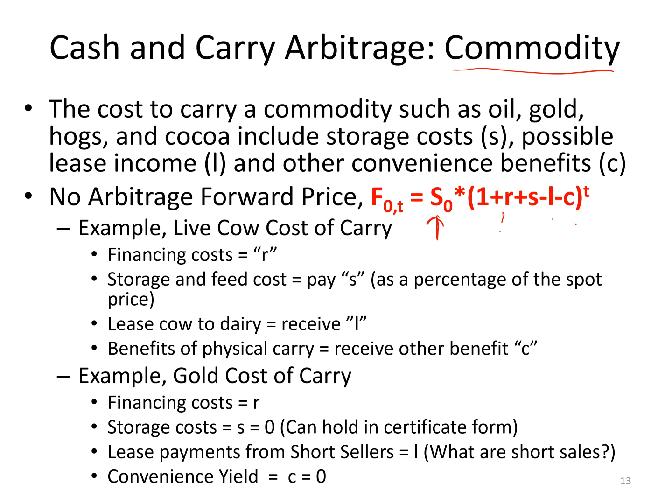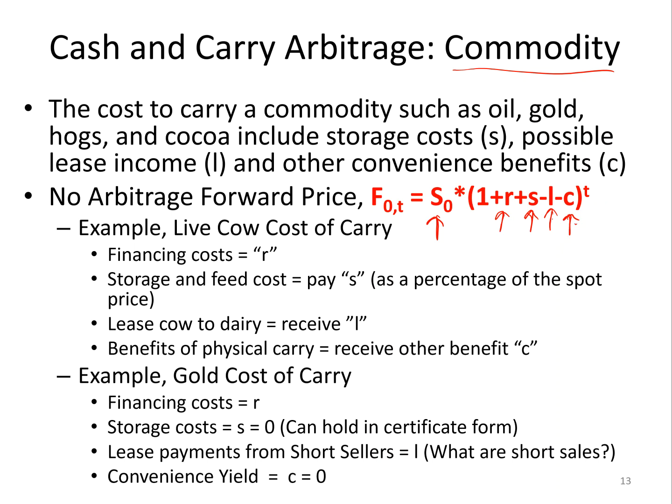I'm going to finance it at some rate R. I'm going to store it at some rate S. I could get some income from it, say a lease rate, kind of like the dividend yield on a stock, and any other benefits I can think of from having physical holding of the asset. I'll call that convenience yield.